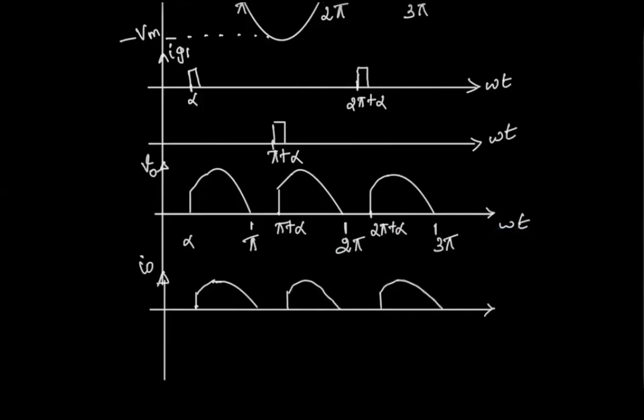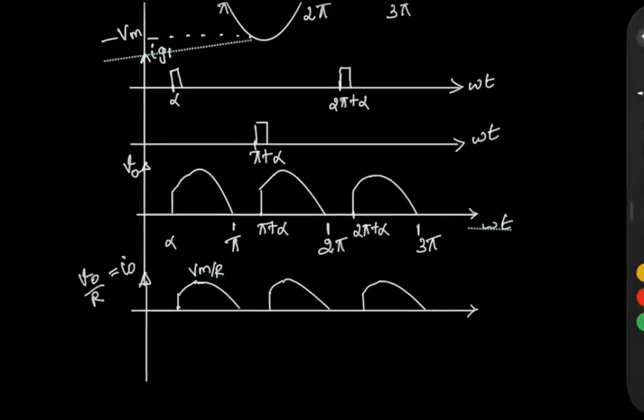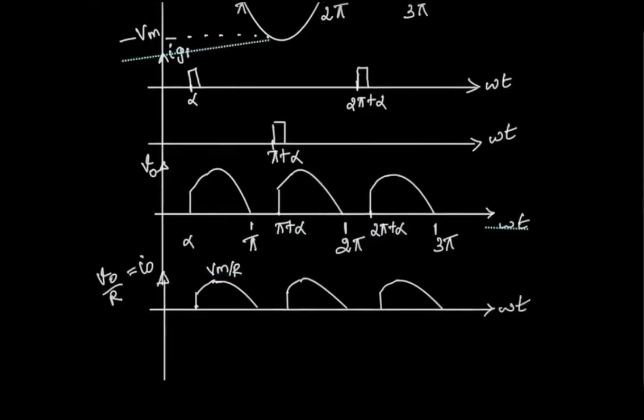So the output current is drawn here. I naught is equal to V naught by R. The peak value of I naught will be equal to Vm by R. All the waveforms are drawn against the omega t axis.